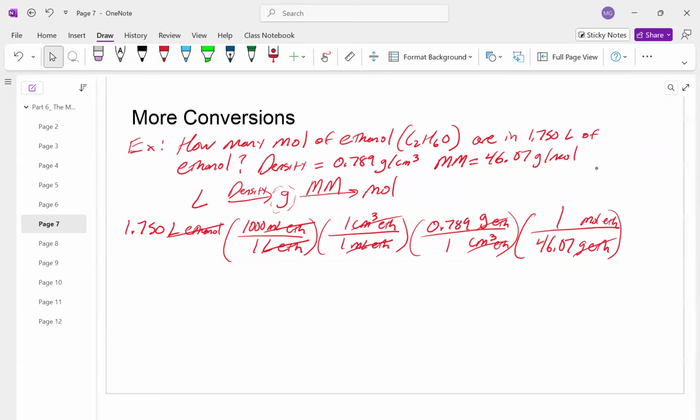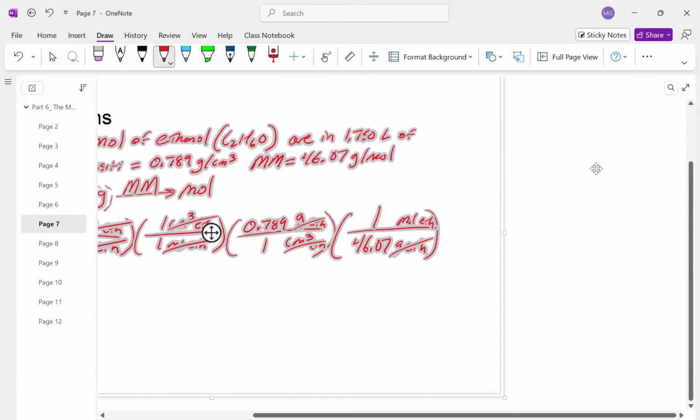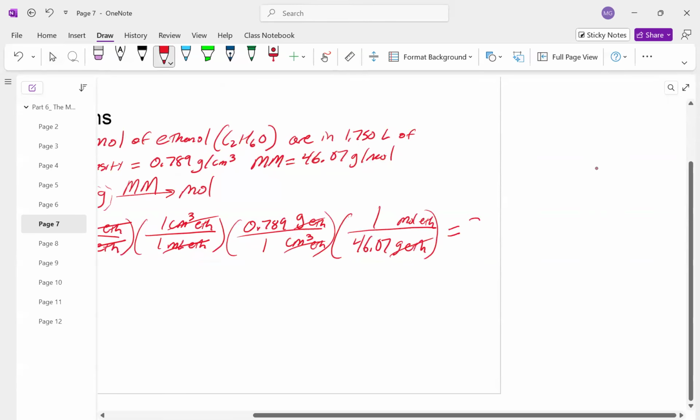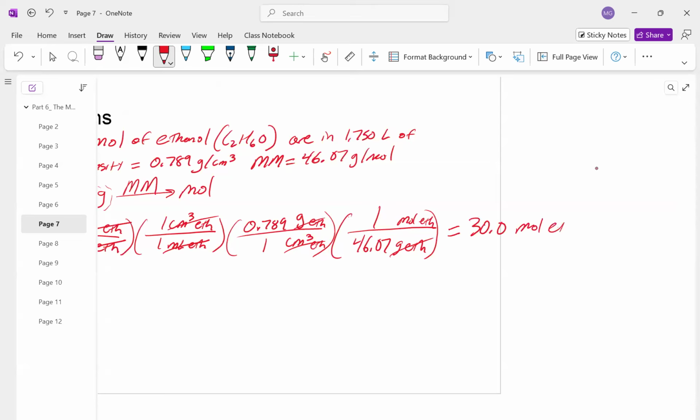So I toss that in my calculator. Again, make sure you keep track of your sig figs. Remember that density is not an infinite significant figure value. So density is 3 significant figures, and that comes out to 30 moles of ethanol, 30.0.